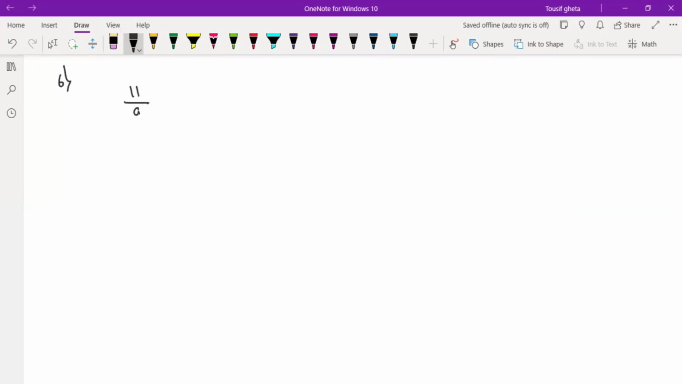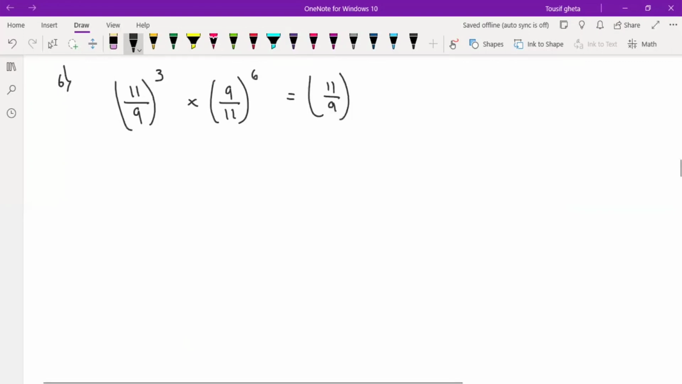(11/9)^3 into (9/11)^6 is equal to (11/9)^(2x−1). Here we need to find the value of x. Let us find the value.